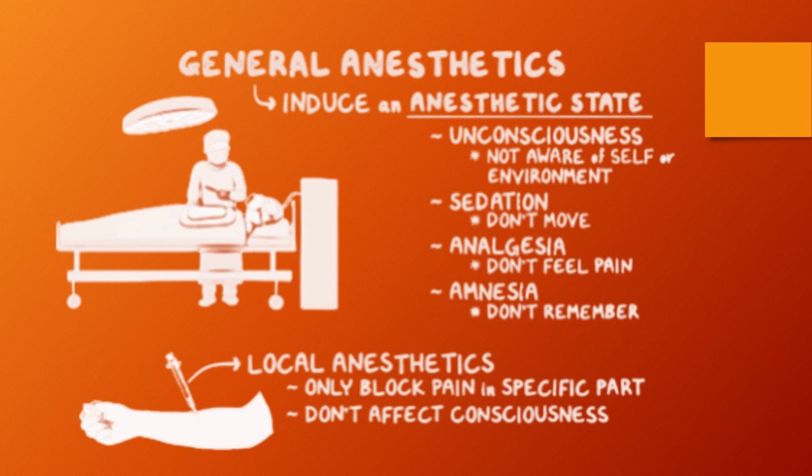This is the picture. You can see general and local anesthetic. So these are two types. General anesthetics produce unconsciousness, meaning the recipient is not aware of self or the surrounding environment, and sensation loss, analgesia and amnesia like conditions. These are the cardinal features of general anesthesia, along with immobility, muscle relaxation and abolition of somatic and autonomic reflexes.